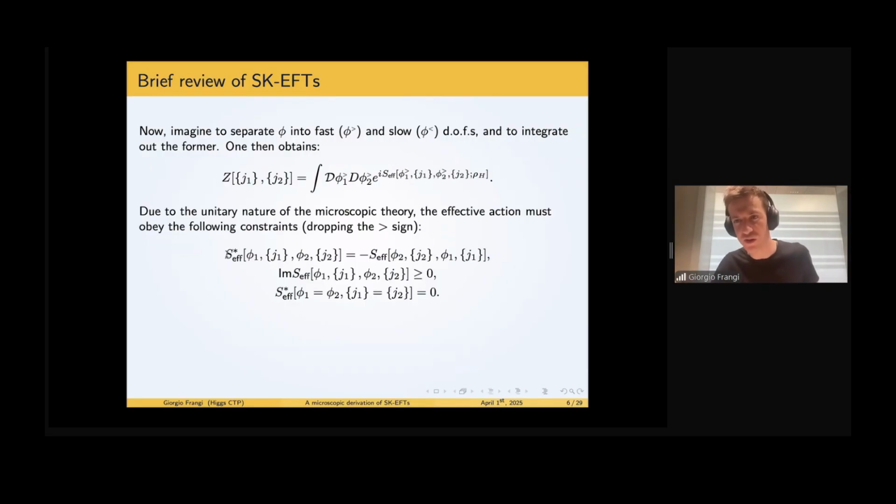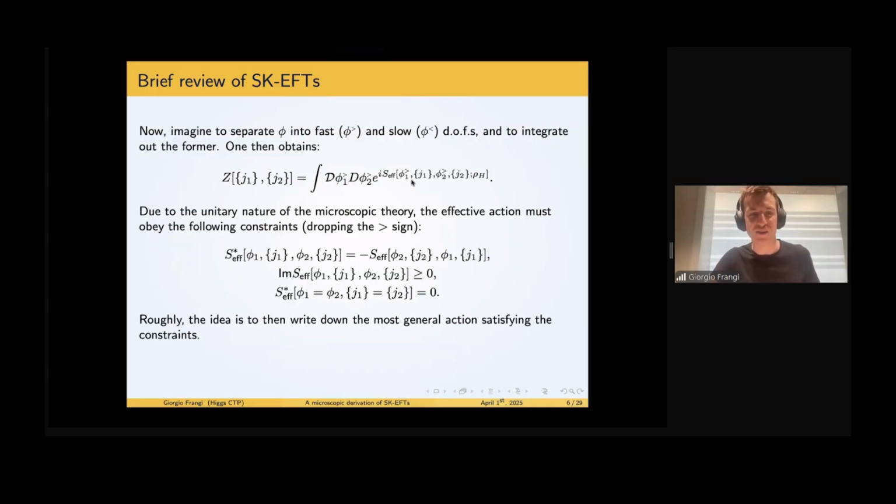This is not forbidden from unitarity of the microscopic theory. And the fields can be correlated, so fields of type 1 and type 2. And if you have symmetries, you're going to have extra constraints. If you know that there is a certain order parameter, you're going to add that as well.